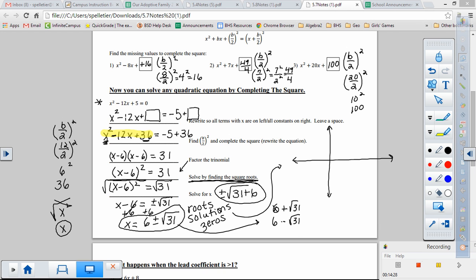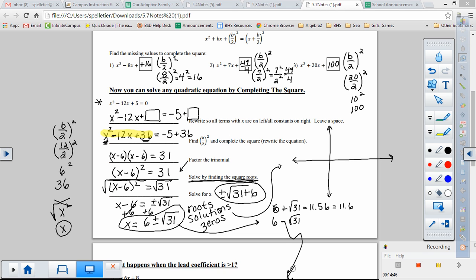But how do you graph that? So you plug in square root of 31 on your calculator and add 6, and you get 11.56. We're going to call that 11.6. We're rounding it. This is not a very accurate method. And then we're going to say 6 minus the square root of 31.